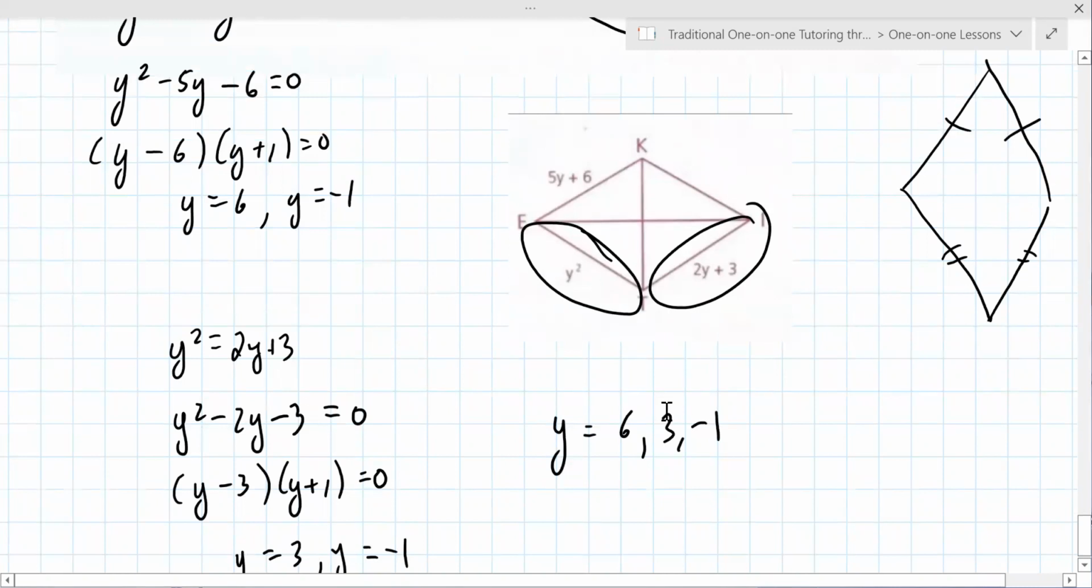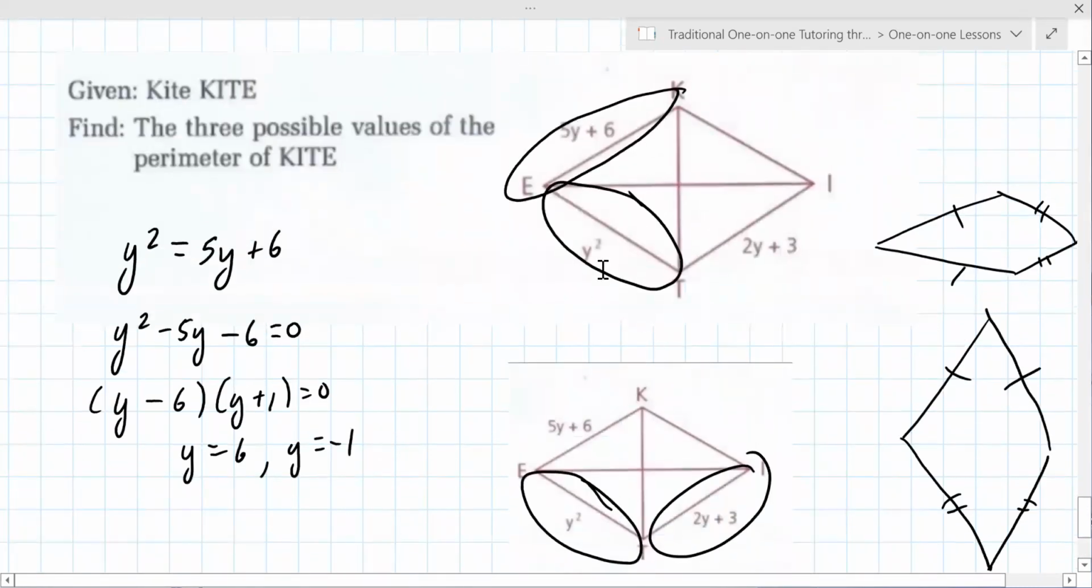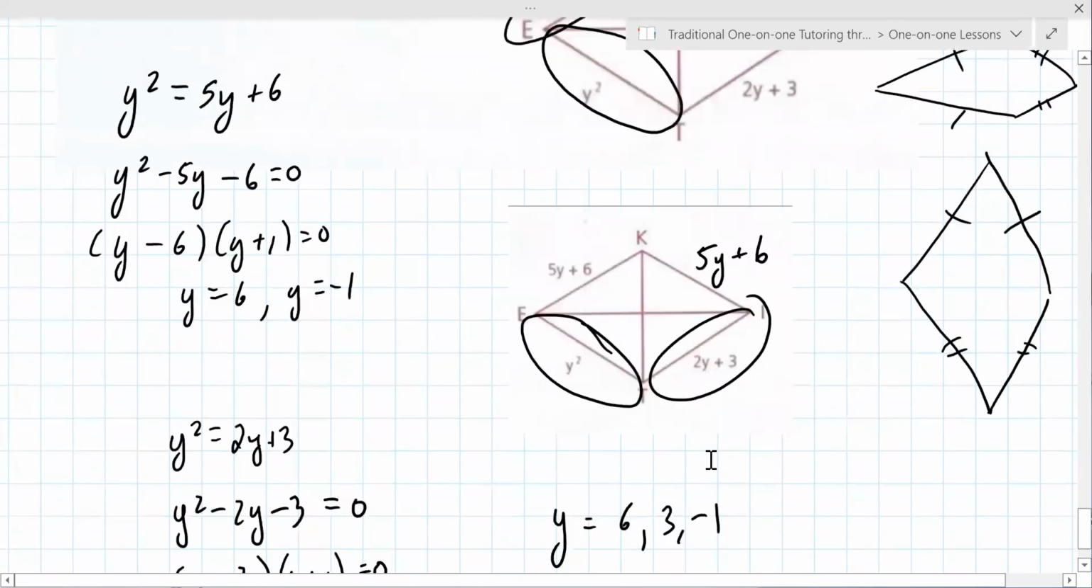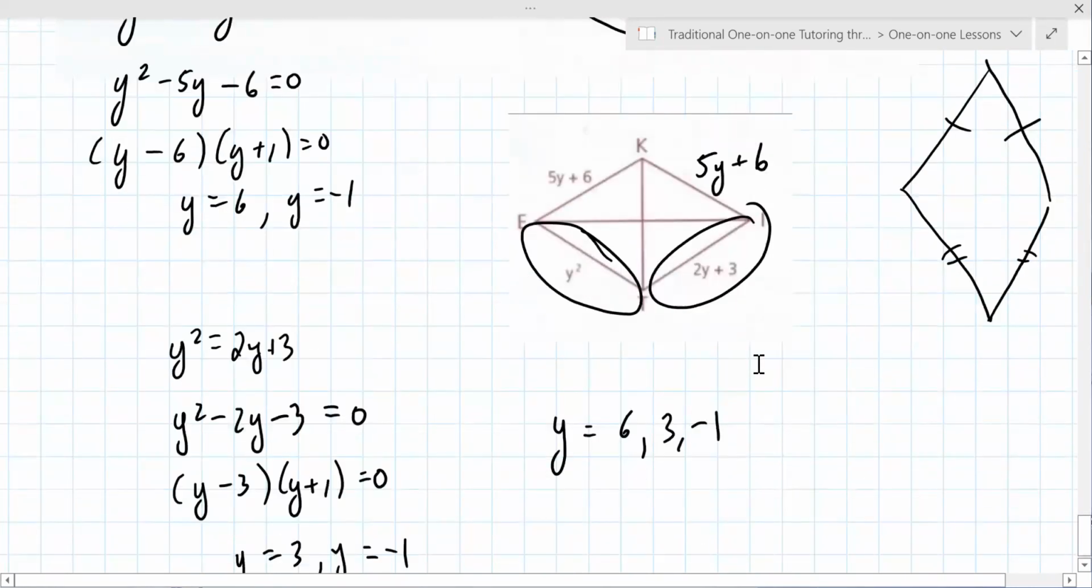You plug those back in. Now to find that missing side, which I'm sure you're wondering about, if these are equal, then this one on the top here is 2y plus 3. If these on the bottom are equal, then this is 5y plus 6. And you find your perimeter by putting those y values back in for those values. And that gives you three perimeters for each of those numbers.